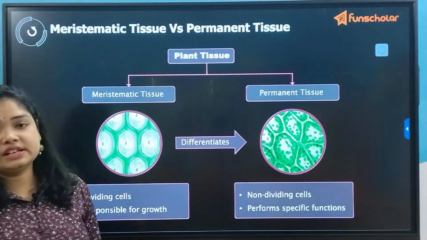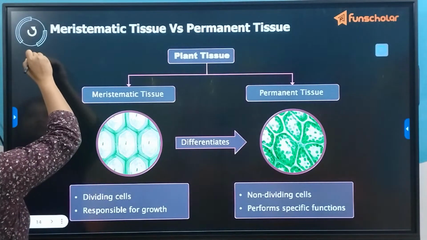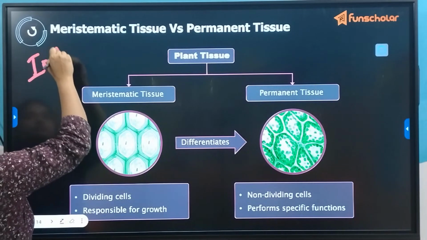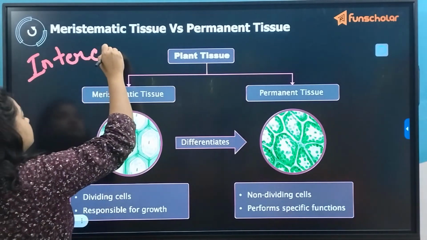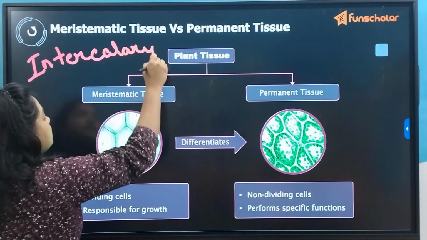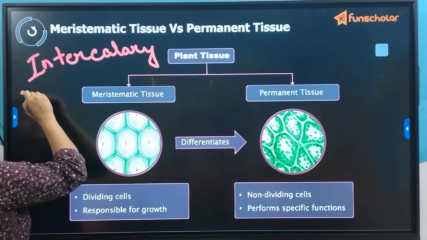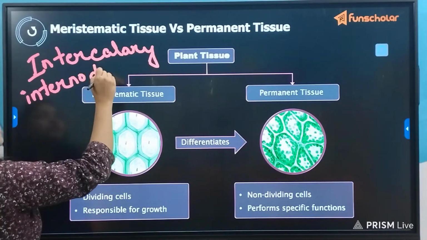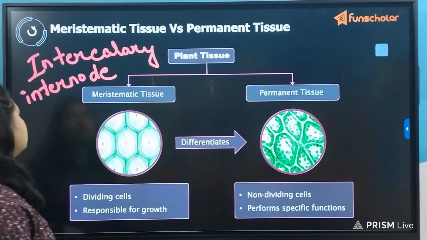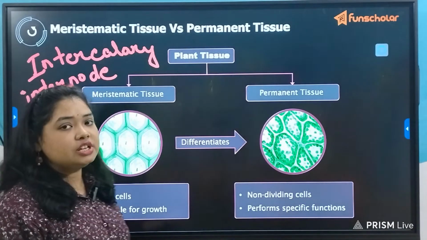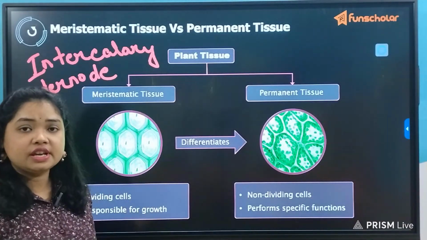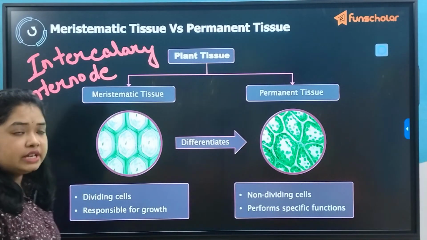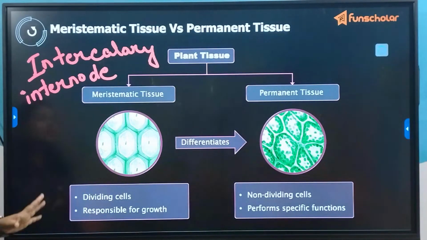And finally the intercalary is there. It is present in the internode region. That is why the name is intercalary. It is present at the internode region. And what is its function? Its function is the proliferation of the small twigs into the branches of the mature plant body, right? And it is actually sandwiched.